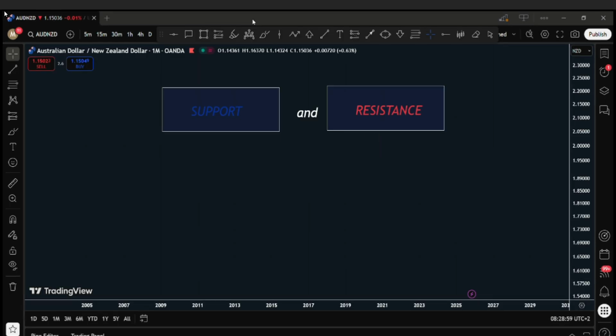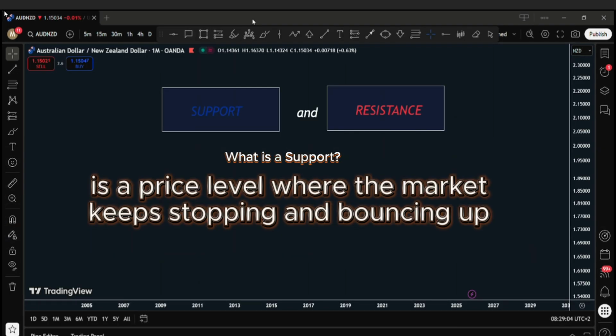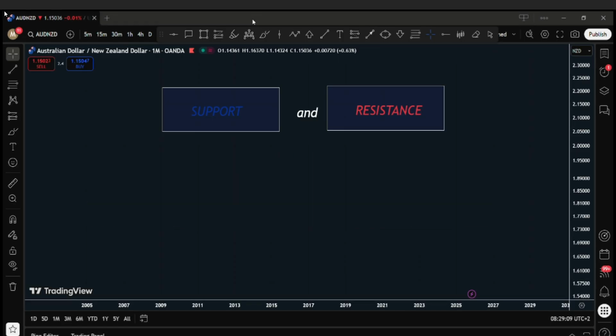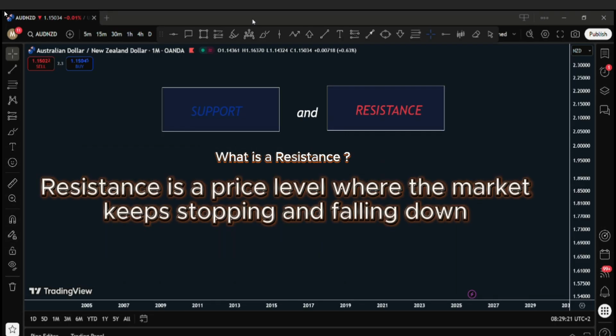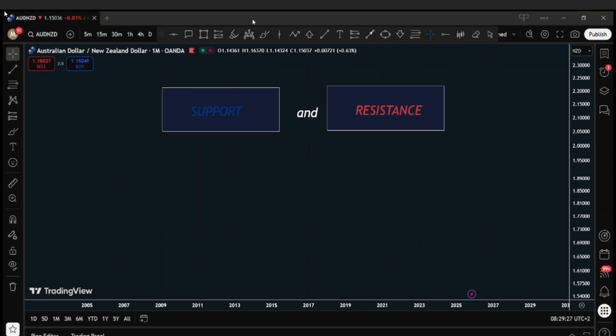So let's get into it. What is a support? A support is a price level where the market keeps stopping and bouncing up, meaning that if we identify a level or a zone as a support, we expect the market to react in such a way that it goes up. And what is a resistance? A resistance is just a price level where the market keeps stopping and falling down, meaning again that if we identify a zone as a resistance, we expect the market to react in such a way that it goes down.